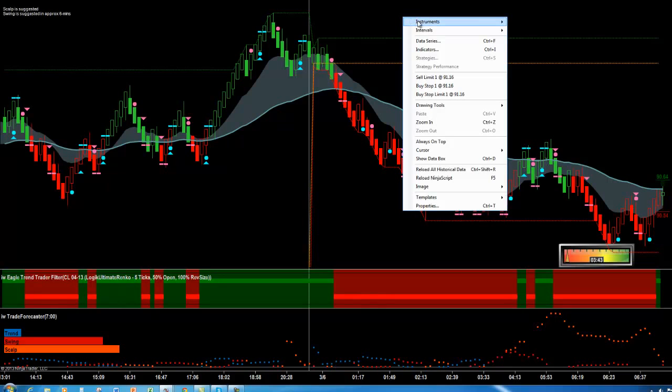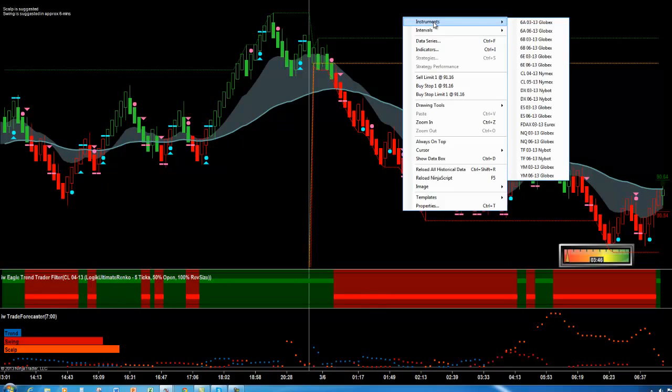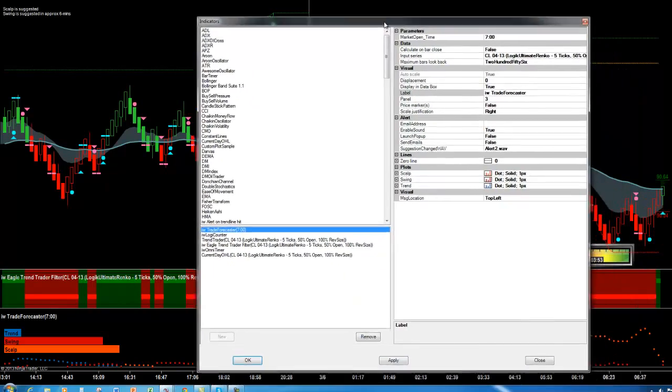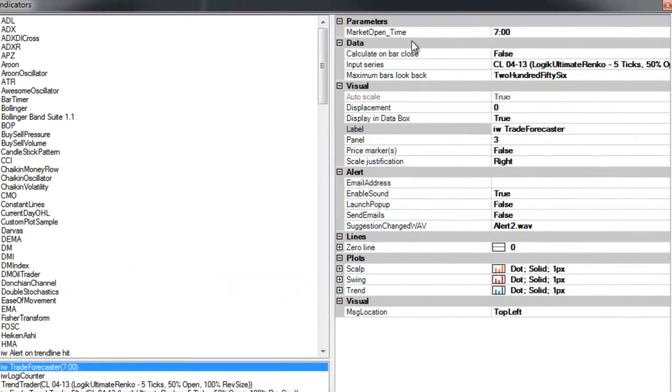The next thing that I want to point out is that Trade Forecaster is a proprietary algorithm developed by Indicator Warehouse, and there aren't a whole lot of changes that you can make to this trading tool. However, one thing that you've got to be very, very adamant about is you need to make sure your market open time is set to the proper time. I'm going to be doing this demo with the CL 413 contract, and the CL opens at 7 a.m. Mountain Standard Time or 9 a.m. Eastern Time. So I've got that correct right there.